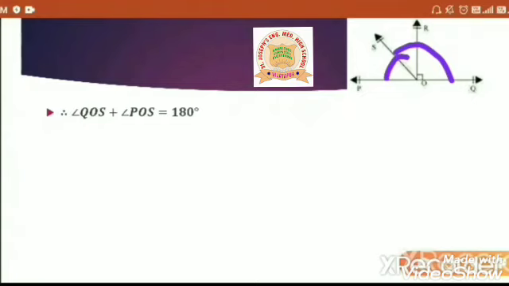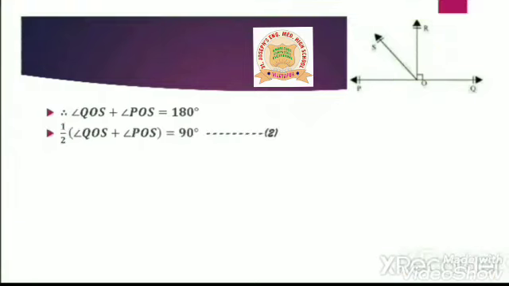So what happens if I add half to both the sides? I'll take half of QOS plus POS equal to half of 180, which is 90 degrees. I'll give it as equation 2. Why am I taking half? Because in the proof we are going to prove that half of QOS plus POS, right? So that's what we have taken, half. So half of QOS plus POS is equal to 90 degrees. So that is equation 2.